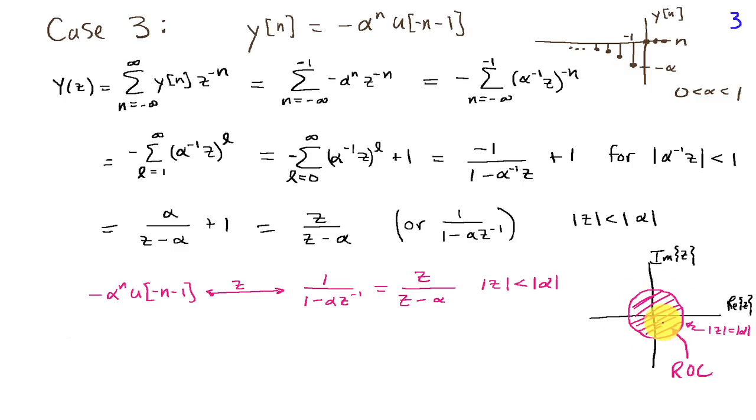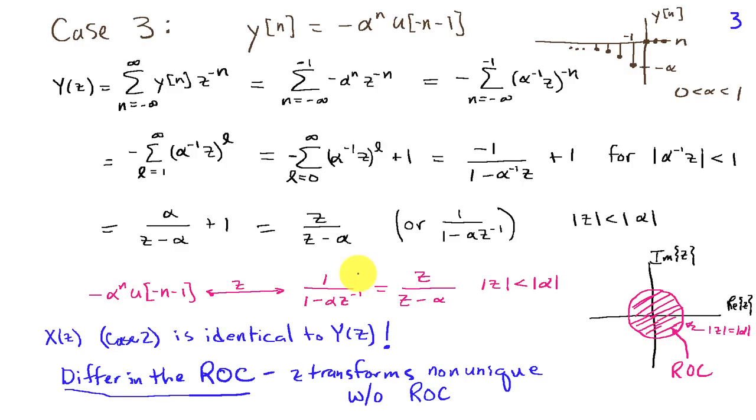If you remember the previous example that we did, this z transform here is identical to x of z, which we had in case 2. The only difference is the region of convergence. When we had case 2, the causal exponential, the region of convergence was outside of a circle of radius alpha. With the anti-causal exponential, the region of convergence is inside of a circle with radius alpha. So the z transforms themselves are non-unique unless we have the region of convergence information. We need the region of convergence to uniquely correspond the z transform with the time signal.